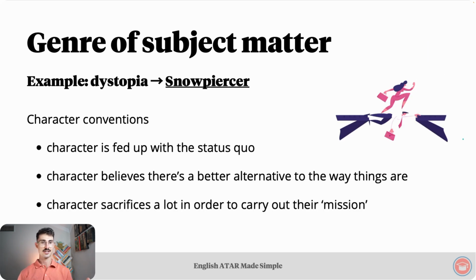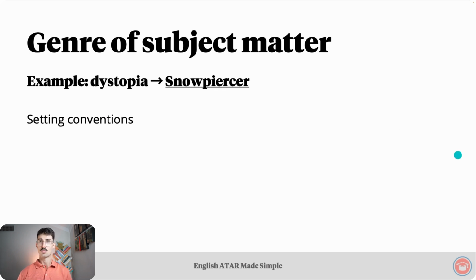A third character convention of dystopian texts is that the character sacrifices a lot in order to carry out their mission. At one point in the movie, Curtis decides to capture Wilford's second in charge at the expense of his own comrade's life. What about setting?